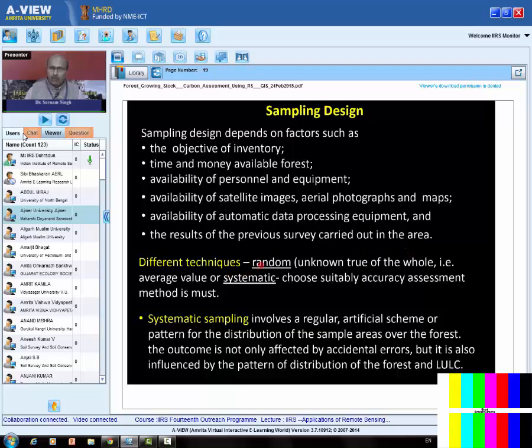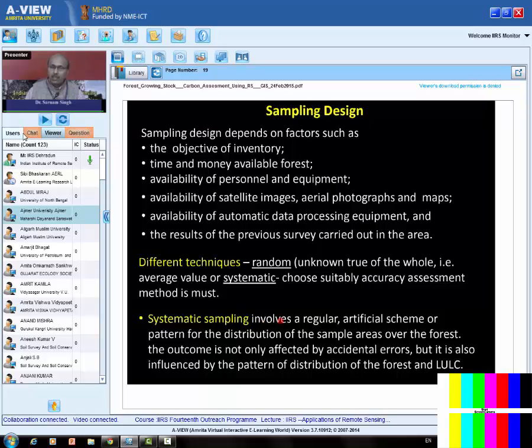We can also use different methods, like in random or in systematic, we have two methods for laying the sample plots. So in random, we can lay plots anywhere in the stratum. In systematic, we follow a certain systematic grid formation, and I will show you how we can do it. Each one has its own merits and demerits. Traditionally, the forest department does systematic sampling.